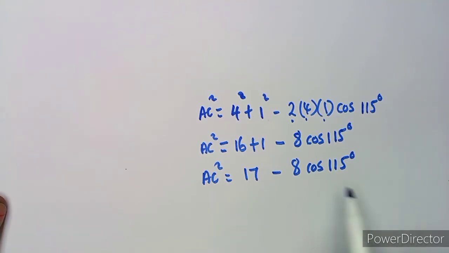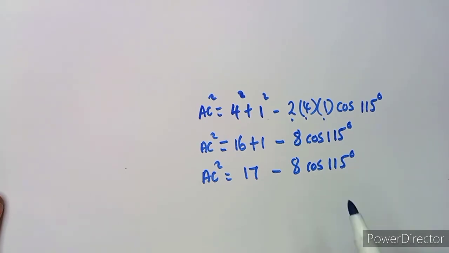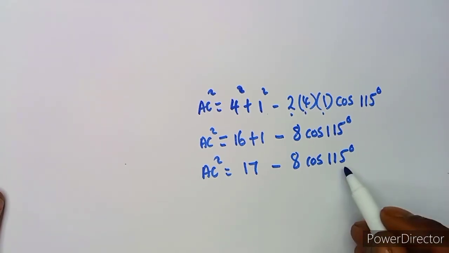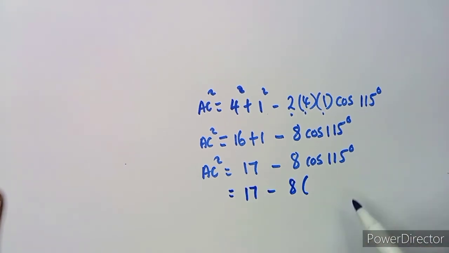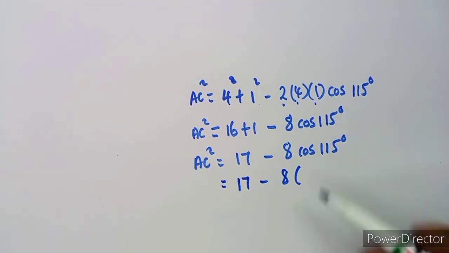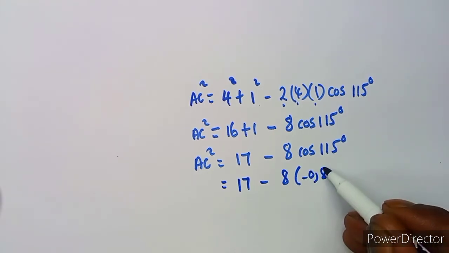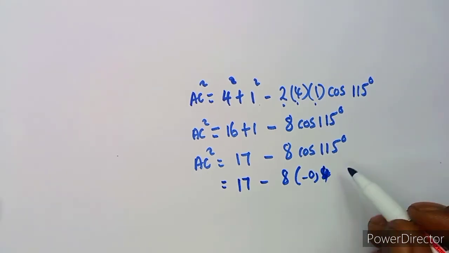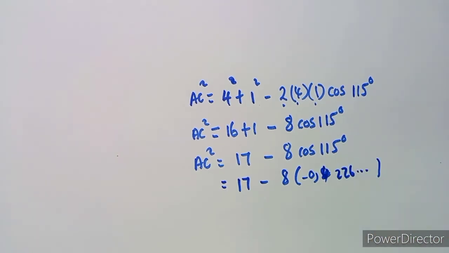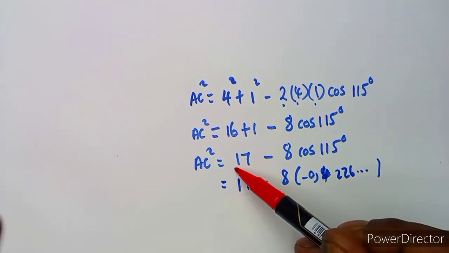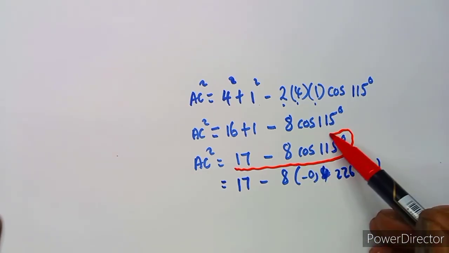Okay, so this is our AC squared here that we have got. So what am I going to do? At least simplify cos 115. This 17 minus 8 cos 115, where cos 115 is something like negative 0.4226, something like that. So this is just an indication that you have for cos 115. But all we are going to do is refer back to this stage here.